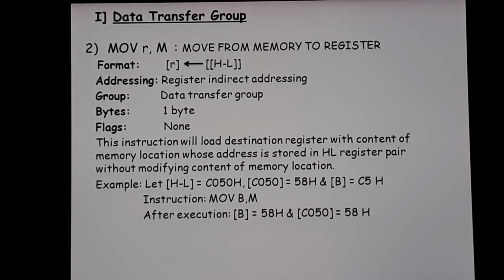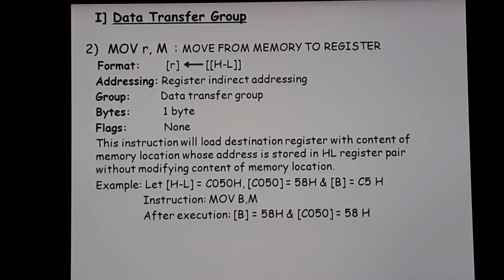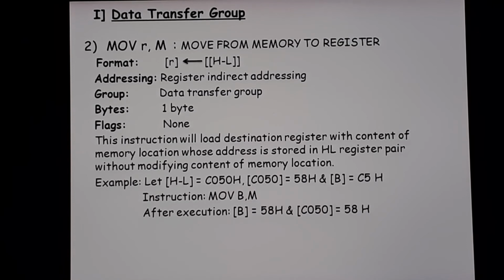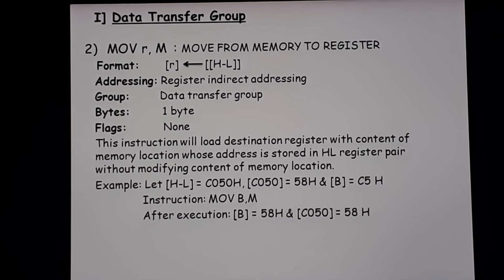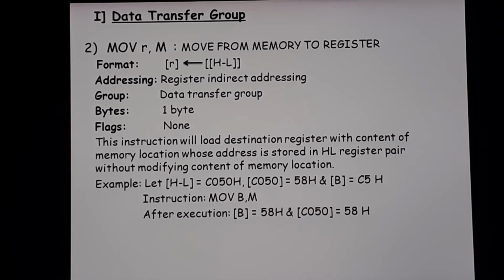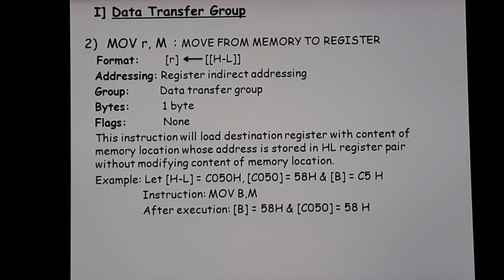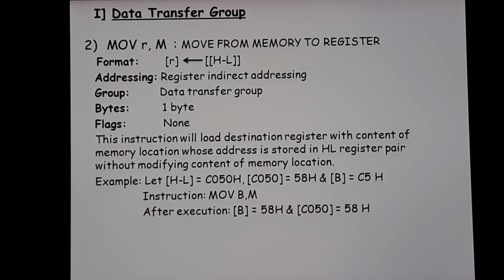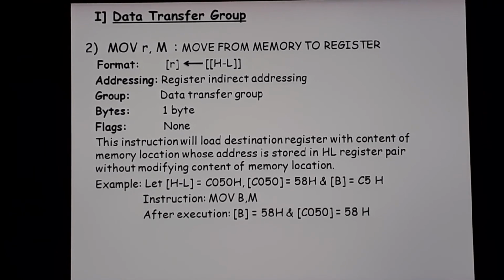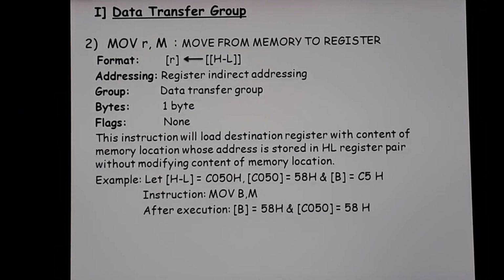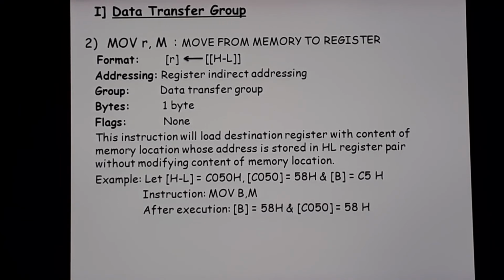Now see the comment, that is nothing but the description of this particular instruction. How will you write the description in this instruction? This instruction will load the destination register with the content of memory location whose address is stored in the HL register pair without modifying the content of the memory location. Correct? The comment, that is the description, is same as the previous instruction.